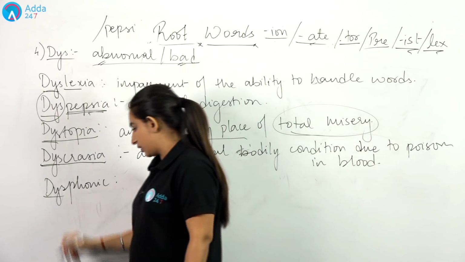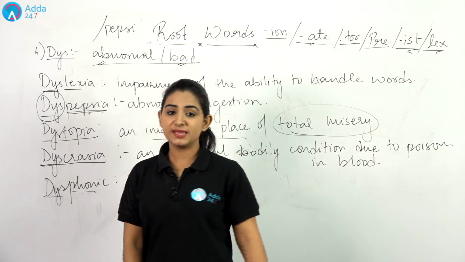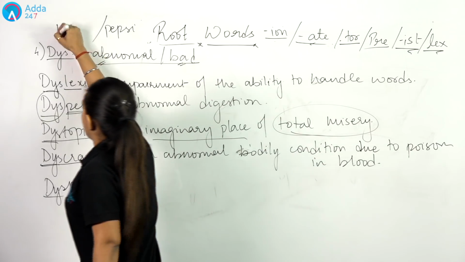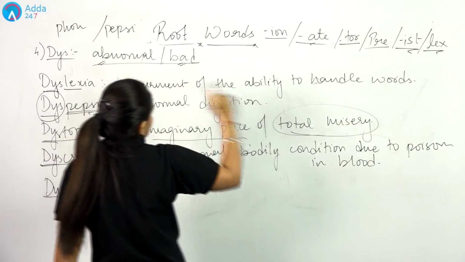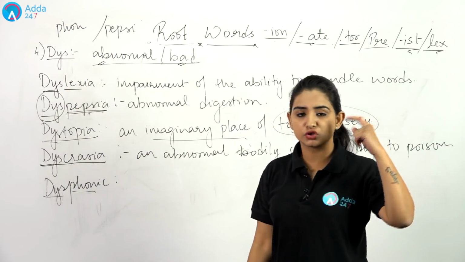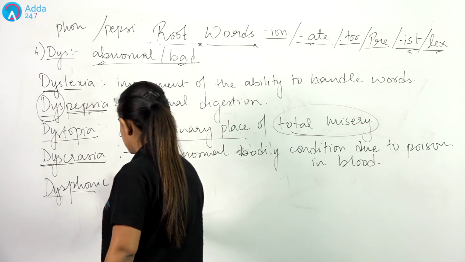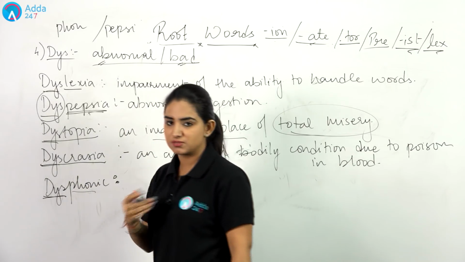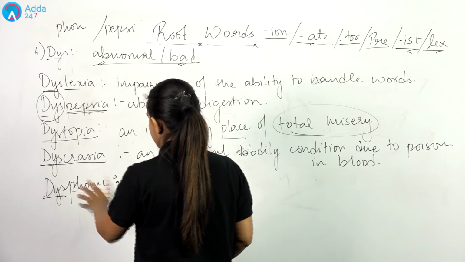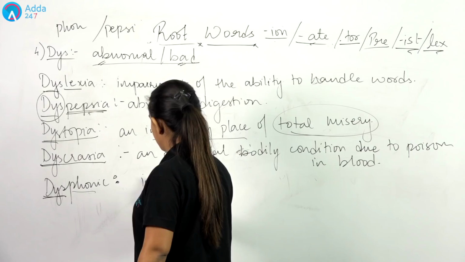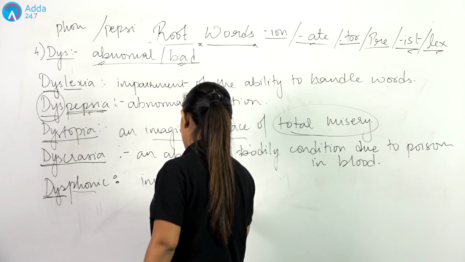The other word is dysphonic. Now we have the word phone, P-H-O-N. Phone is another root word that means related to speech, related to speak. So dysphone, what does this mean? Dys means bad or abnormal. So dysphonic means an impairment in speech.